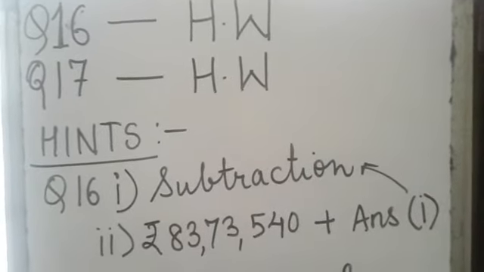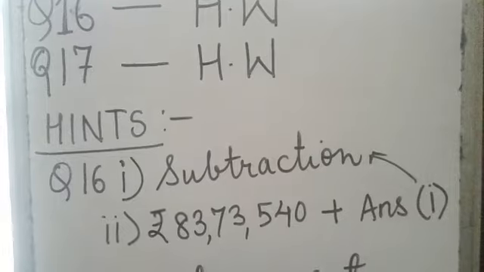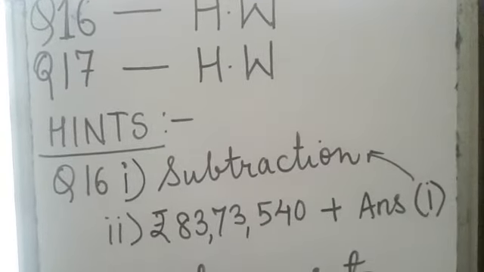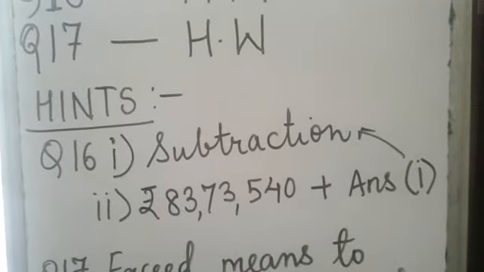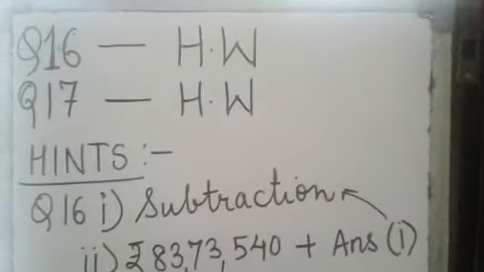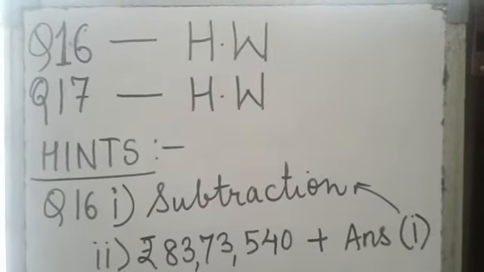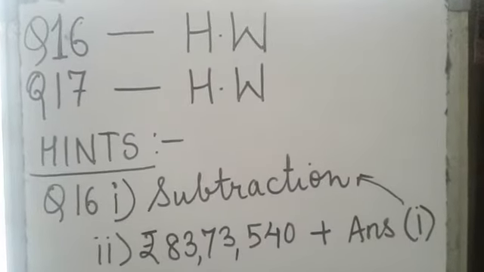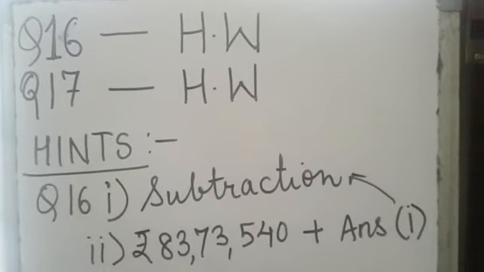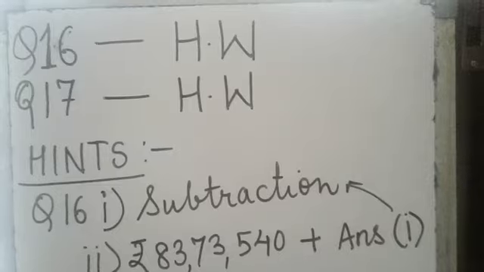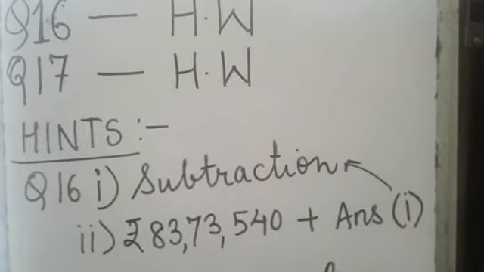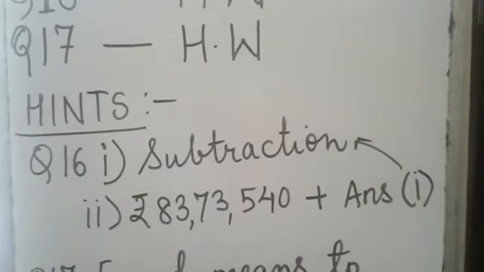So the sale receipt of a company is given for 1 year, and then it is said that the next year it got decreased by 7,84,670. Suppose in the first year it was rupees 10, and in the second year it got decreased by rupees 2. So what is the sale receipt of the second year? 10 minus 2, that is 8. So the same rule we have to apply for question number 16.